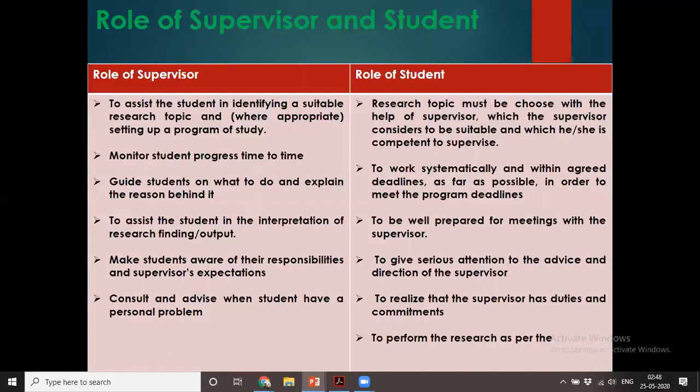So always make a proper note of whatever assignment is given by the supervisor. You have to note it down, and when you come for the next meeting, you have to complete all the work which has been given by your supervisor. That is the most vital thing for the student.